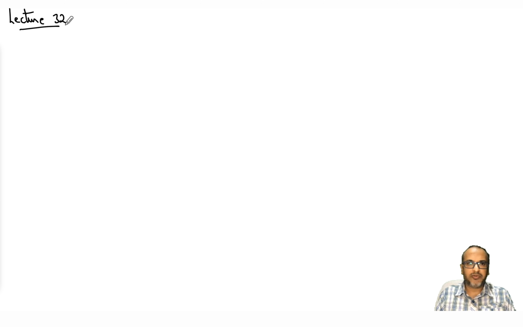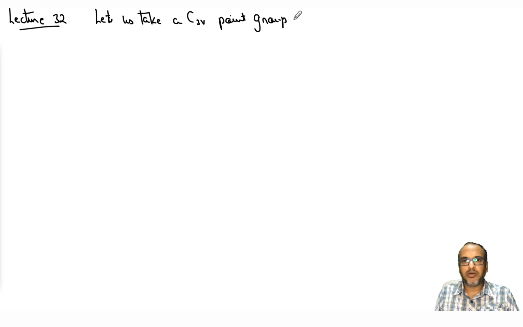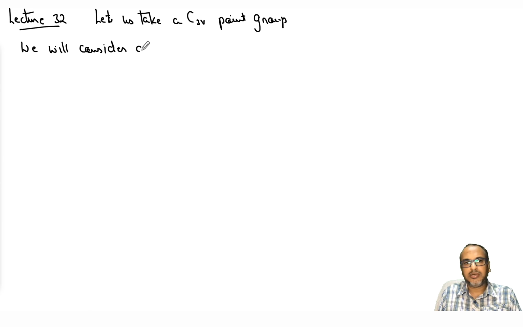So without wasting time, let us take an example, the C3v point group example, because we have seen all the matrices, and we have no difficulty understanding how the matrices are obtained for this particular point group. What we are going to do is consider a general function. As of now, we are not taking any of the atomic orbital wave functions. We'll just consider a general function.